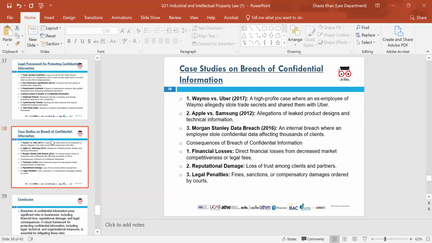Another one is the Morgan Stanley data breach in 2016, which was an internal breach where an employee stole confidential data affecting thousands of clients, and it was identified that they had been awarded compensation. Another historical example was Thomas Edison's phonograph, where Edison filed his first official patent for the phonograph. Frenchman Charles Cros initially invented it. Cros contested Edison's patent but failed, resulting in Edison making millions from his invention.